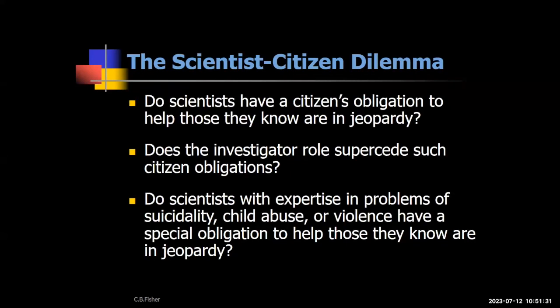Okay, so this raises the scientist-citizen dilemma. Do scientists have a citizen's obligation to help those they know are in jeopardy? Or does our investigator role supersede such citizen obligations because we're producing data that is supposedly going to advance the welfare of everybody once our data gets out there? Do scientists with expertise in problems of suicidality, child abuse, violence, I will add HIV, drug abuse, have special obligations to help those they know are in jeopardy?